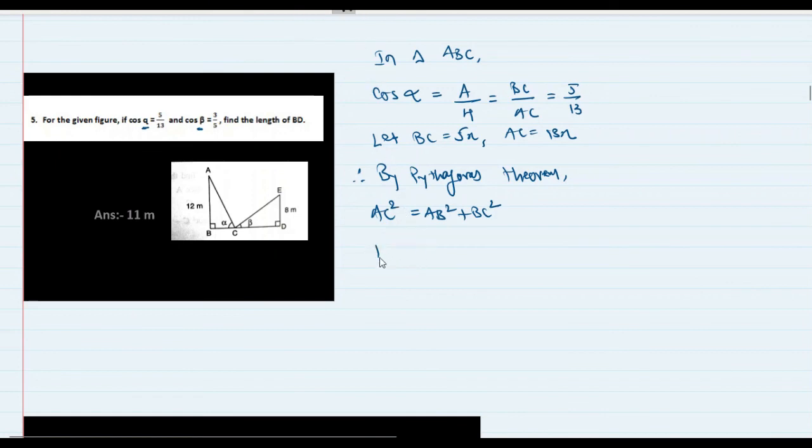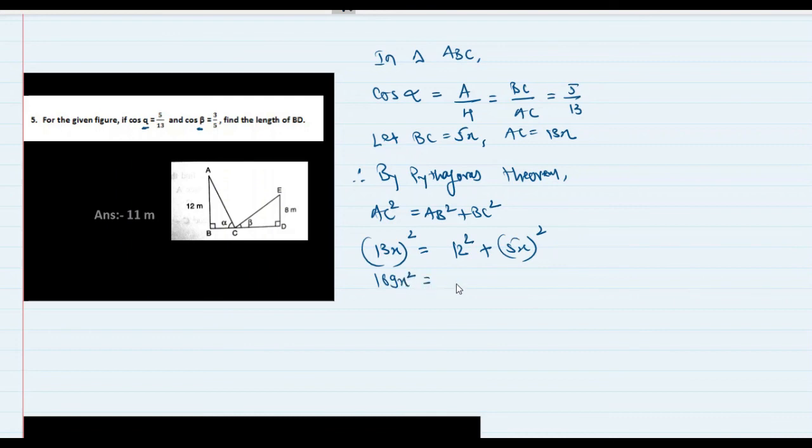13x the whole square is equal to AB square, which is 12 square, plus BC square, which is 5x the whole square. So we can solve this and find the value of x. So 169x square is equal to 144 plus 25x square. So 169x square minus 25x square is equal to 144. So we have got 144x square is equal to 144.